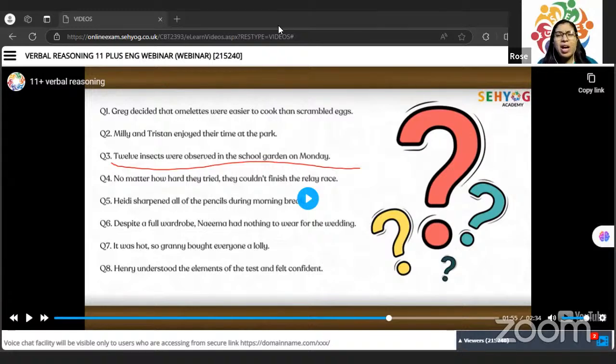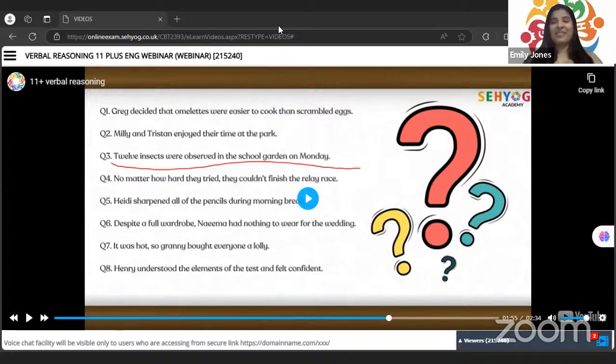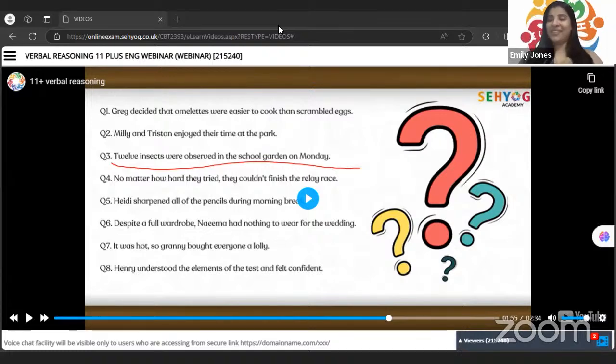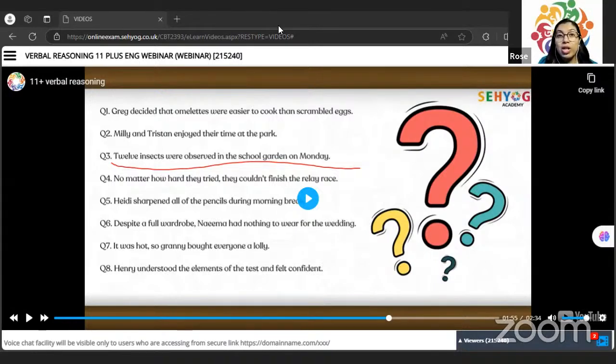And now let's focus on the next part. Despite a full wardrobe, Naima had nothing to wear for the wedding. Okay, despite a full wardrobe, I don't see a word. Naima had nothing to wear for the wedding. Oh my god, someone has answered. It's already started getting answers. Ritik says it's fort. And do you think it's the right answer, Miss Emily? Yes, that is the right answer. So we can actually take the combination of 3 and 1 as well, not just 2 and 2. 3 and 1 will also work.